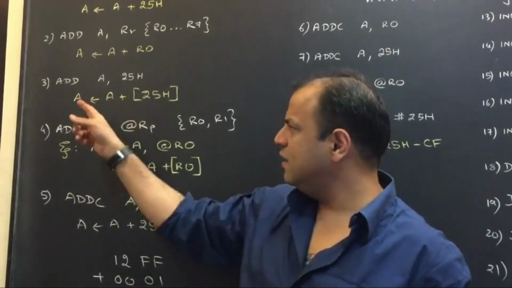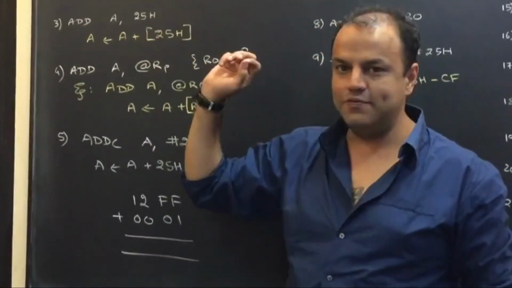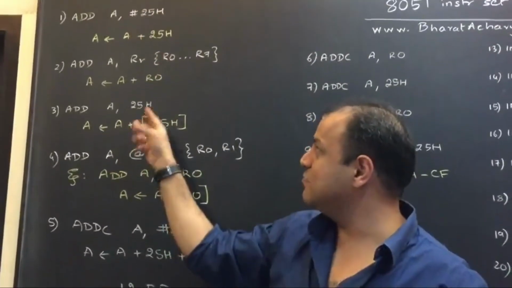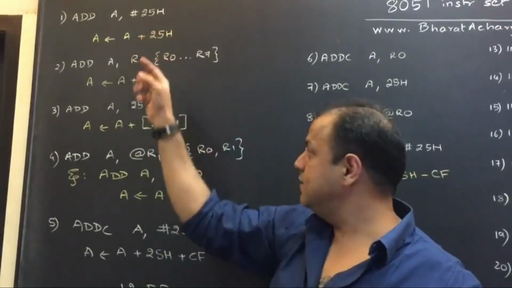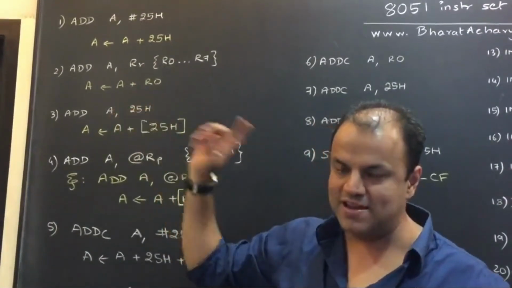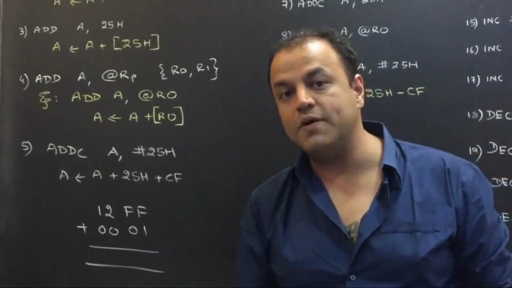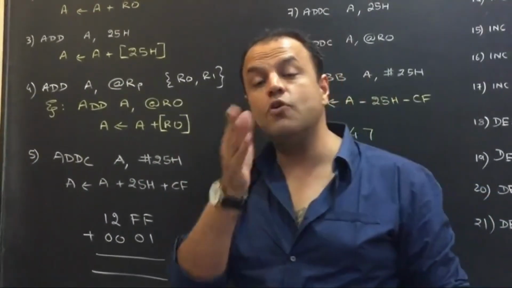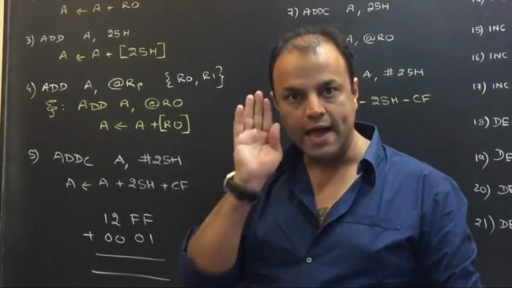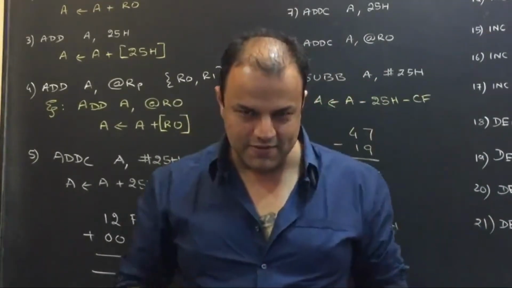Now, add A with 25. Now this is hash 25. This is 25. That is the data. This is an address because there is no hash symbol. That means it's an address. That means you're not adding A with the number 25. You're adding A with the contents of the location 25. Are you clear? Which memory is this?